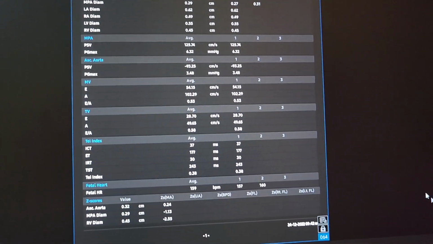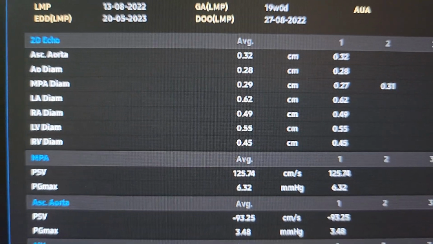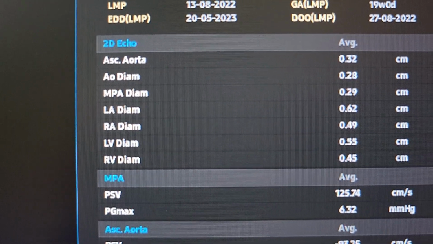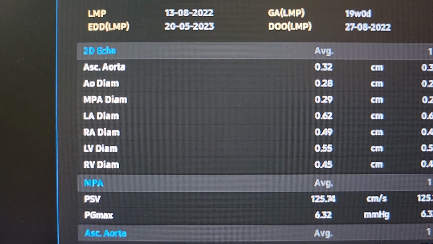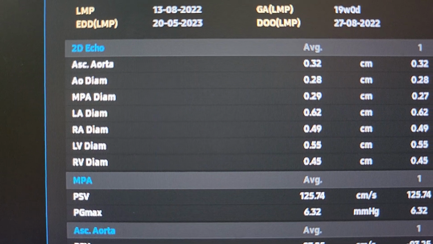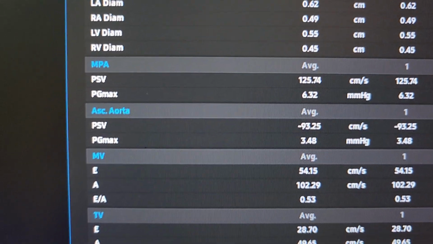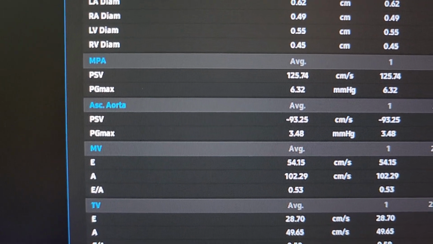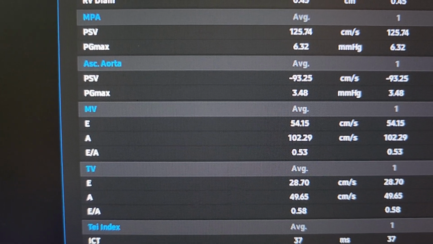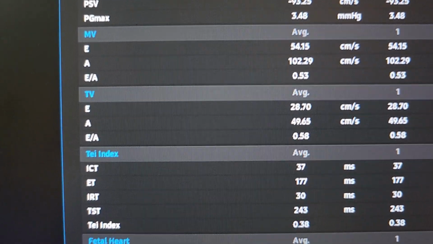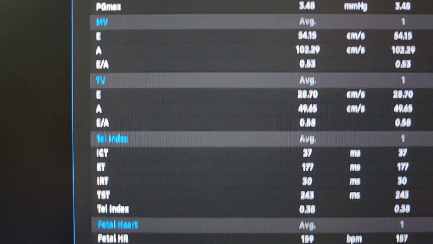So now we have the dimensions which we have taken as part of the calculation. You can see here we have done the ascending aorta dimension, pulmonary artery dimension, left atrium, right ventricle dimensions in millimeters. Then we have taken the main pulmonary artery velocity, the ascending aorta velocity, the mitral valve E by A ratio, and tricuspid valve E by A ratio.